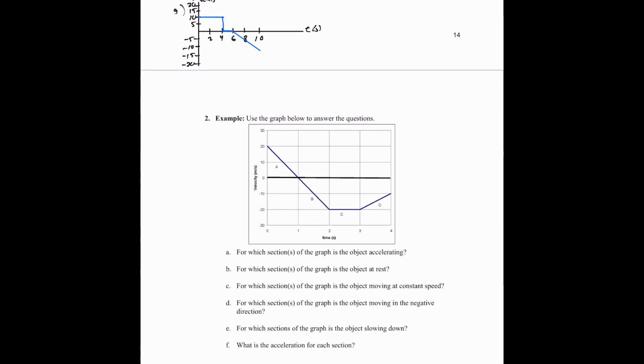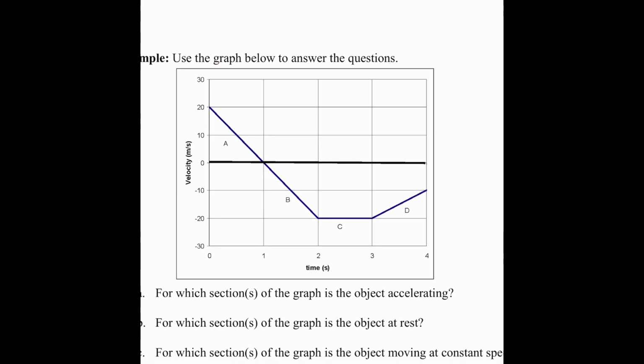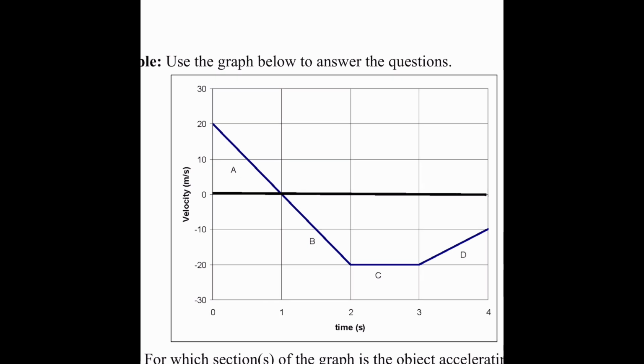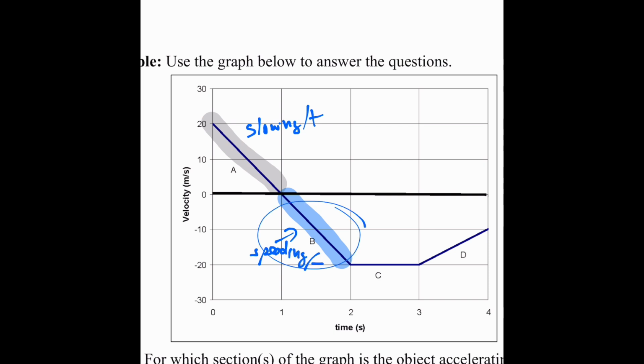Example 2, let's take a look at the motion. Now we have a velocity time graph. Let's break down the motion, guys. So I'm gonna color code this and I'm gonna highlight different sections, okay? So in gray, this part, we're slowing down. We're slowing in the positive direction because it's above the t-axis, okay? Here, we're speeding up, but in the negative direction because it's below the t-axis.